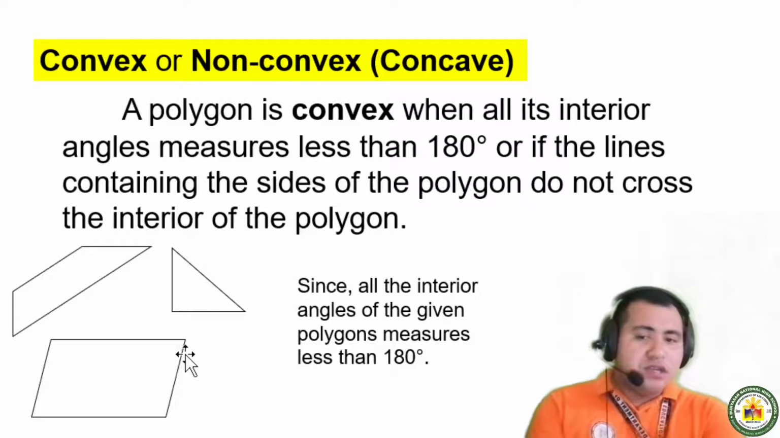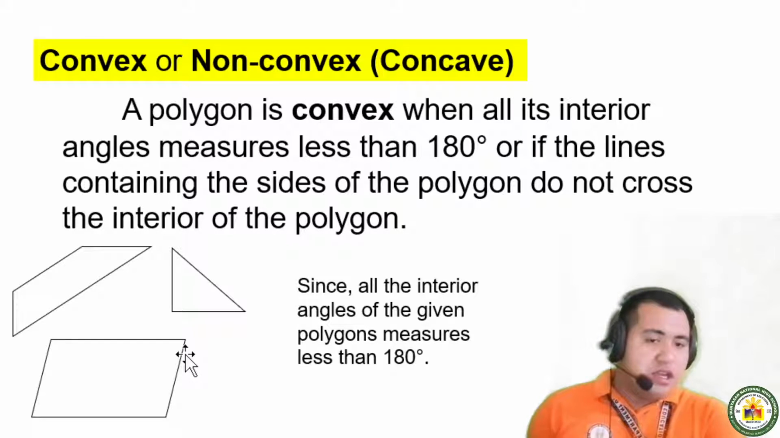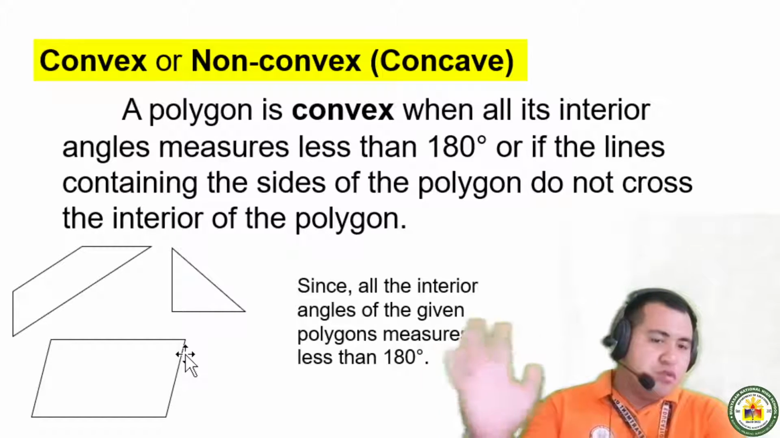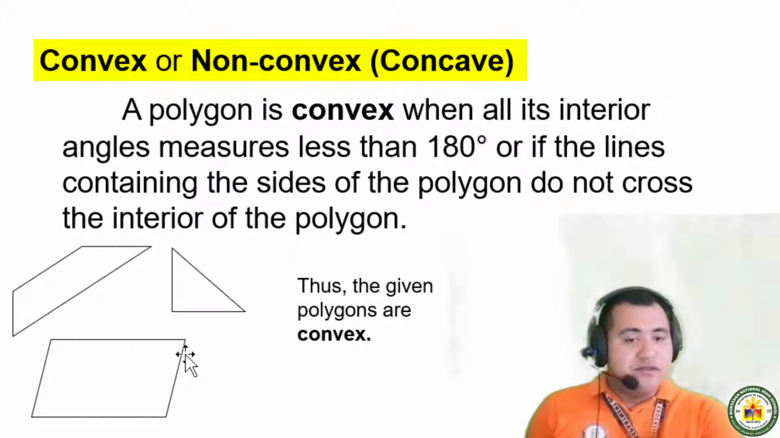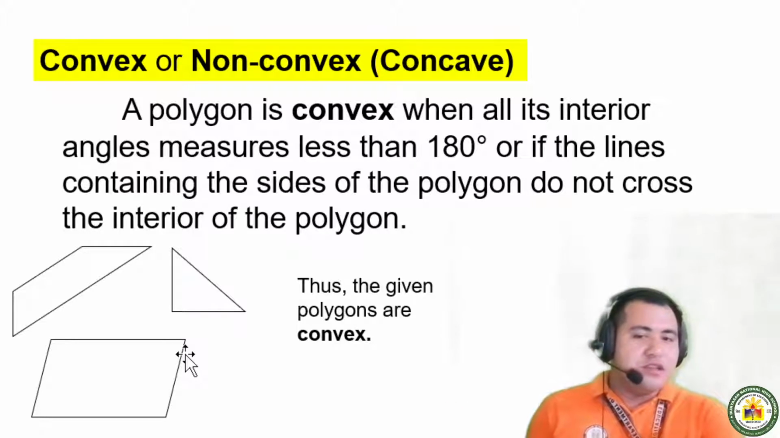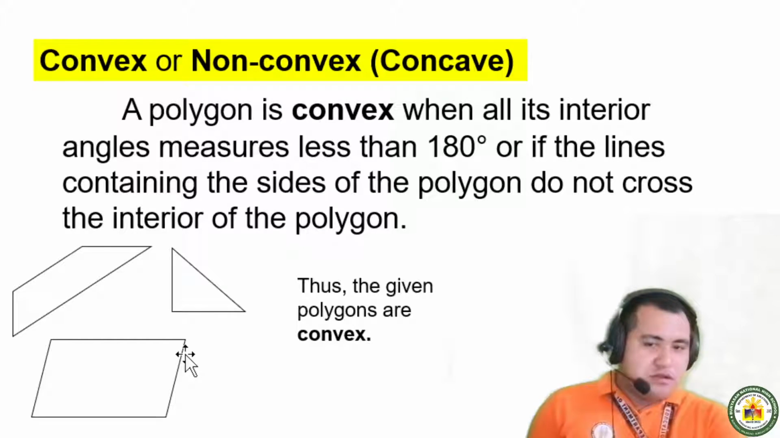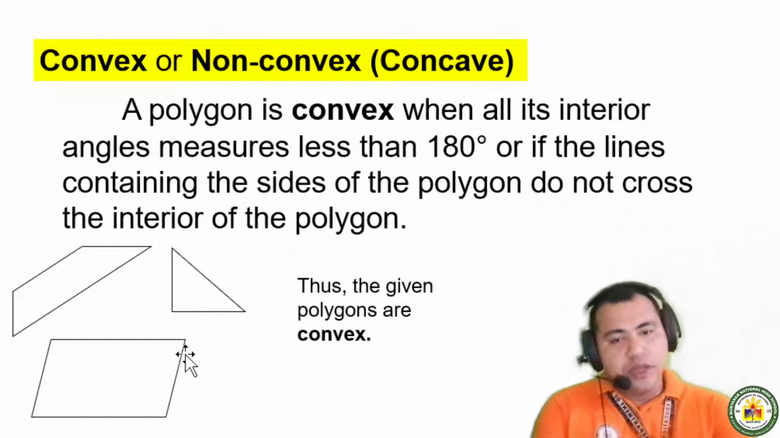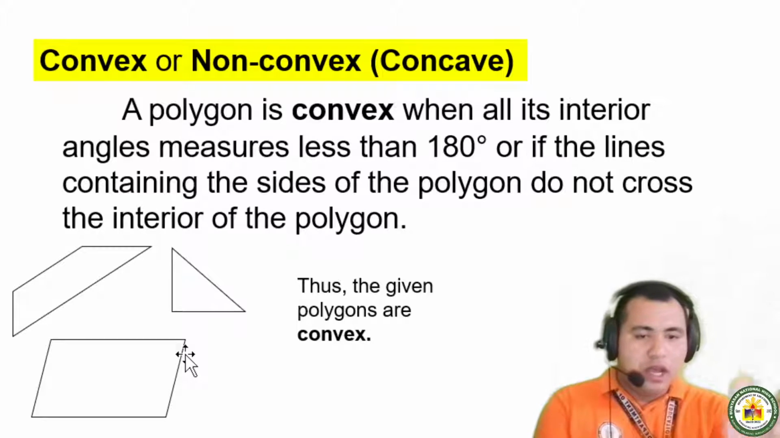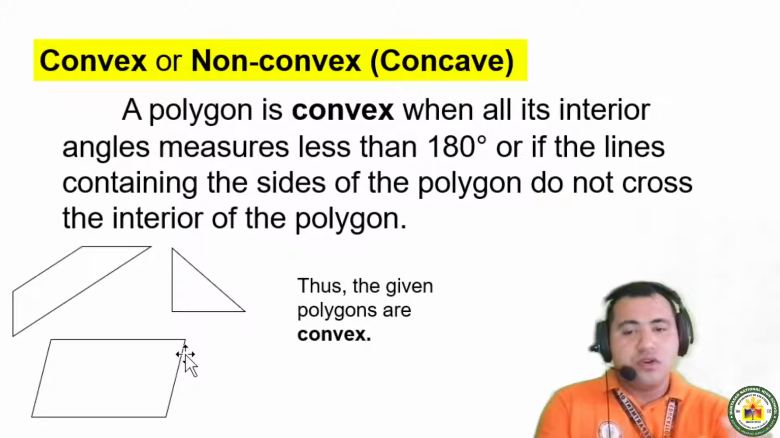Thus, since all the interior angles of the given polygons measure less than 180, ang diagonals naa sa sulod. So, we can say that these given polygons are convex. Ingana pag-determine whether the polygon is convex. Una, by using the angle measurement, kung tanan interior angle less than 180, automatic siya convex. Second, by drawing diagonals, kung ang tanan diagonals naa sa sulod, convex siya.